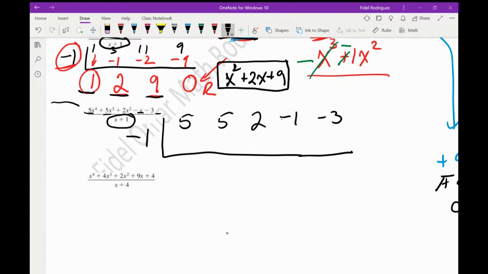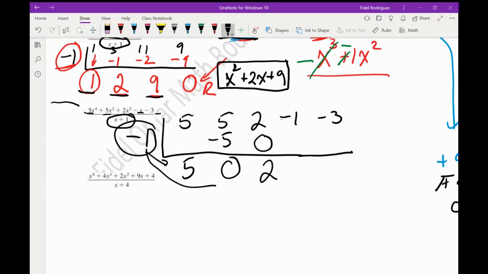First step, we always bring the first number straight down. So that 5 goes right here. Then we start to multiply. So -1 times 5, -5. Add straight down, that's a 0. Multiply it again. -1 times 0 is 0. Add straight down, that's a 2. Multiply it again. -1 times 2 is a -2. Add it straight down, that's a -3. Multiply it again. -1 times -3 is a +3. Add it straight down, that's a 0.